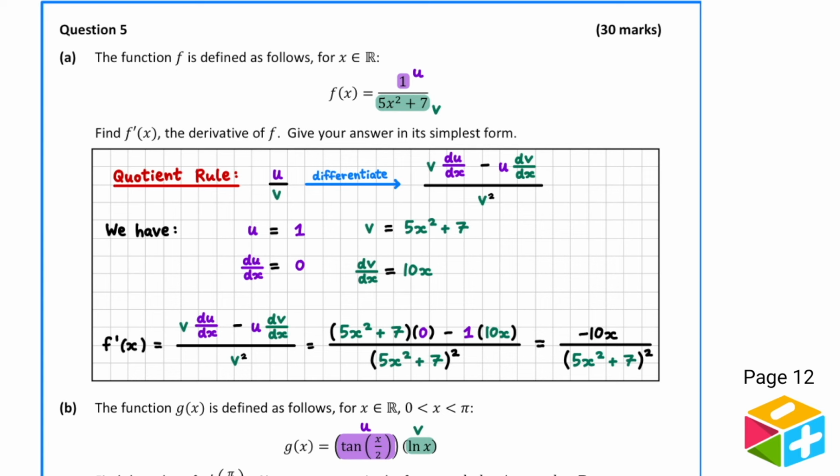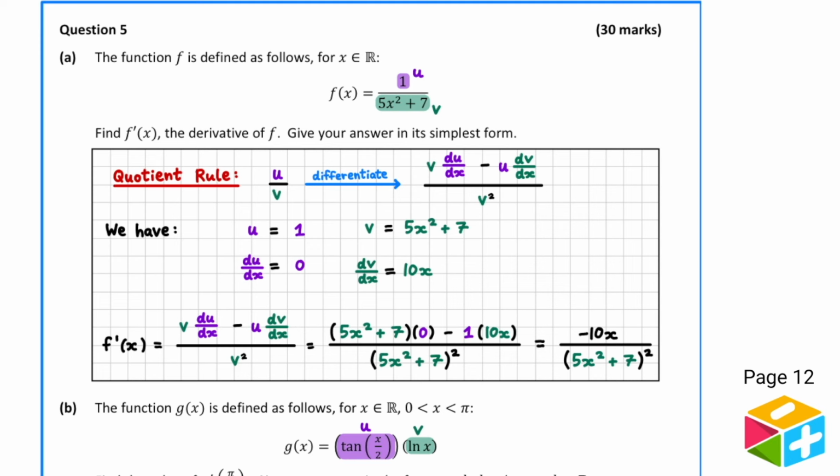To apply the quotient rule, we'll need to differentiate both of these expressions. The constant 1 will simply differentiate to 0, so du dx is equal to 0. To differentiate 5x squared, we use the rule of multiplying down by the power, then reducing the power by 1. So 5x squared differentiates to 10x. The plus 7 is a constant, and this will differentiate to 0. So dv dx is equal to 10x.